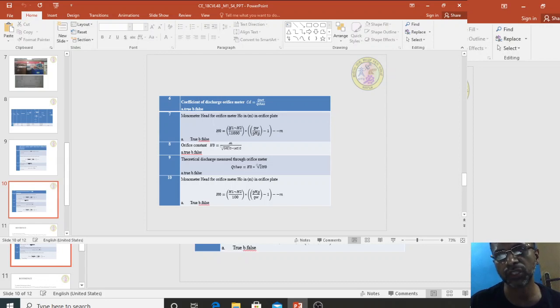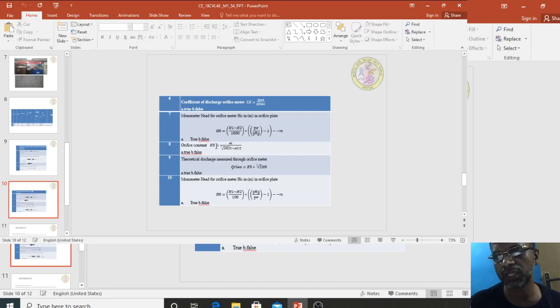The question may be very simple, but if you understand the logic behind the question framing, you can never get H naught negative. What is meant by H naught negative? It means H1 minus H2 is negative, that is, minus H1 plus H2. So before starting the experiment, your H2 value should be higher than the H1 value. Practically that is not at all possible, therefore this equation is wrong. So our option is B, which is false.